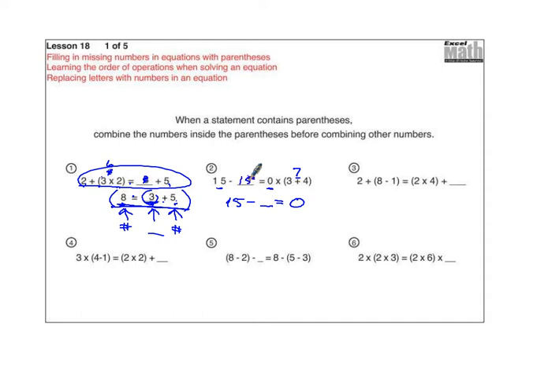Okay, so pause the video, just do number 3, and then turn it back on to see if you're doing these right. All right, here we go. The parentheses should be done first. You can answer that right above it. 8 minus 1 is? 7. Oh, I've got a studio audience here that's helping me out. 8 minus 1 is 7. 2 times 4 is? 8.